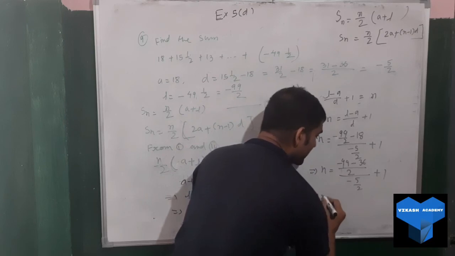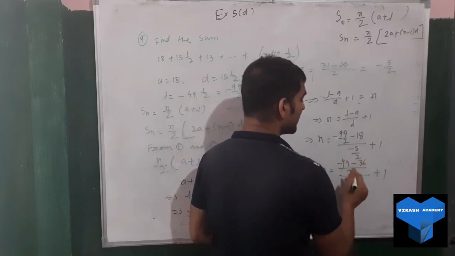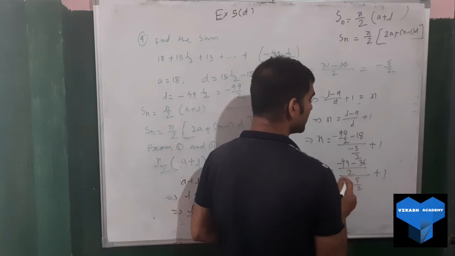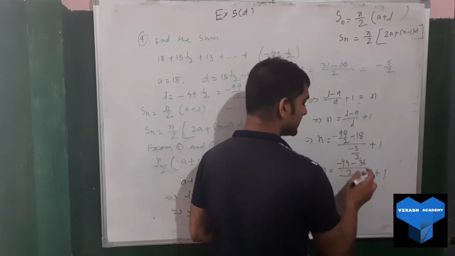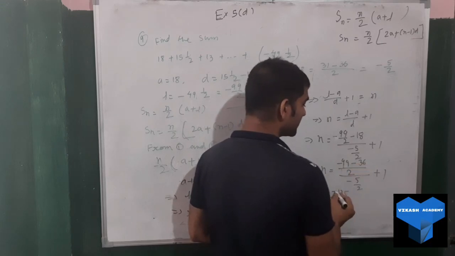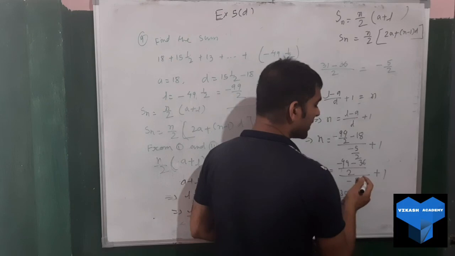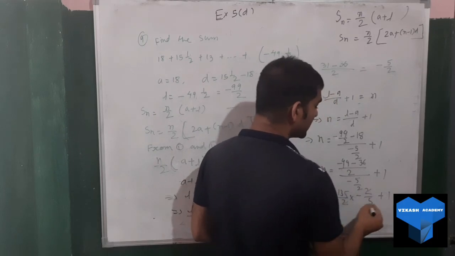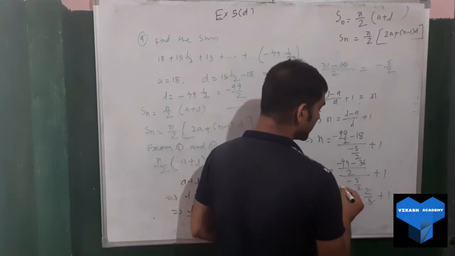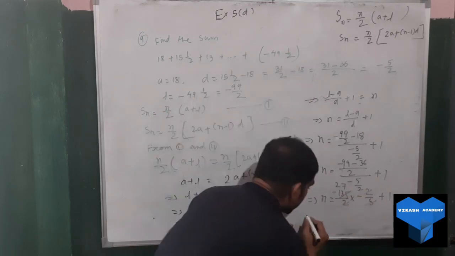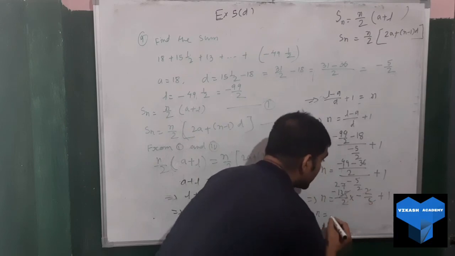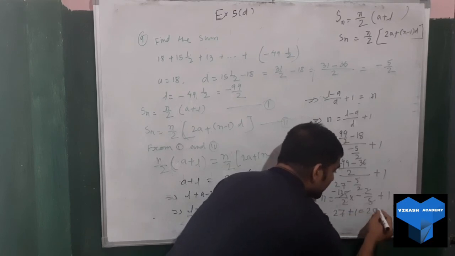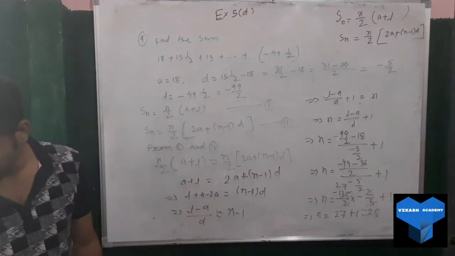Then next step, you will have n is equal to minus 99 minus 36, which will be minus 135, into 2, and here you will have minus 5 by 2 plus 1. So 2 and 2 cancel, and you will be having 5 twos are 10, and 5 sevens are 35. So we got n is equal to minus into minus is plus, so we got 27, plus 1 will be 28. We got n is equal to 28. I hope you are clear, n is equal to 28.